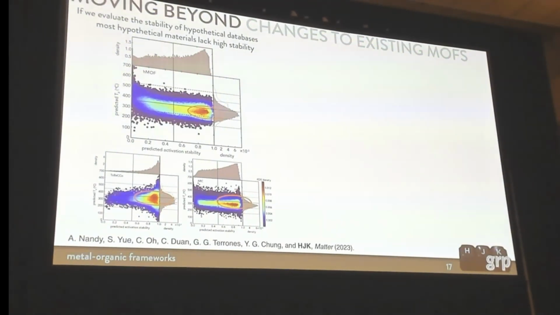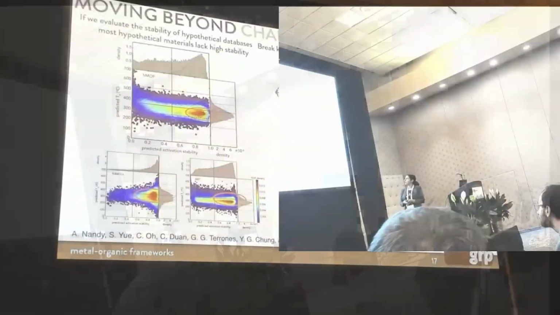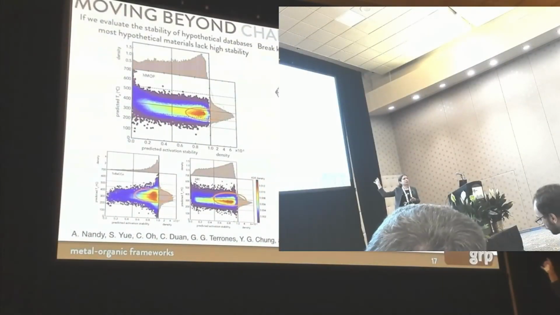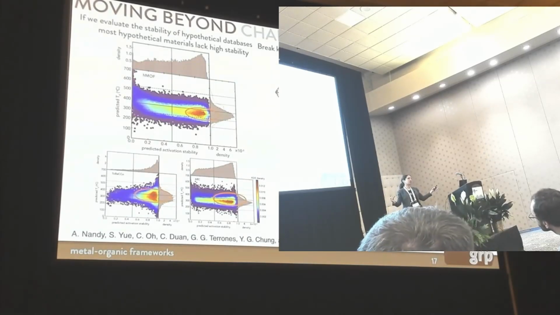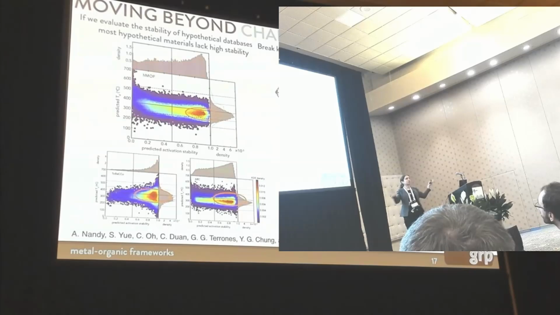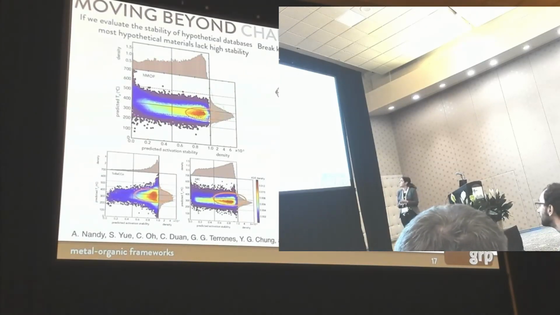And that maybe is not surprising, because when we think about building hypothetical materials in the computer, we're not thinking about, well, will this material be successful? So we're interested in going back to the drawing board with the stable MOFs and breaking down their building blocks. We can break down the building blocks of the most stable MOFs and then recombine them, and those new materials should be effectively enriched in stability.